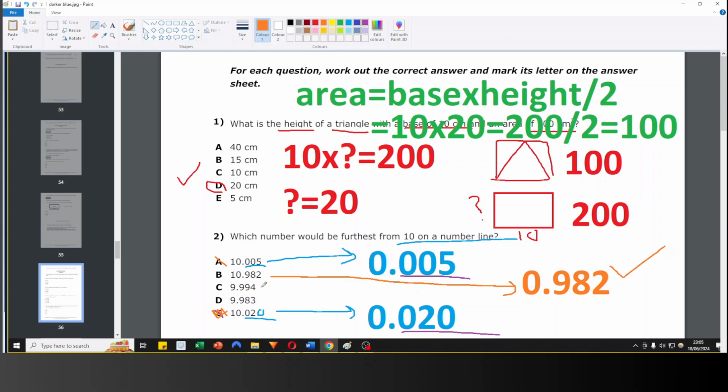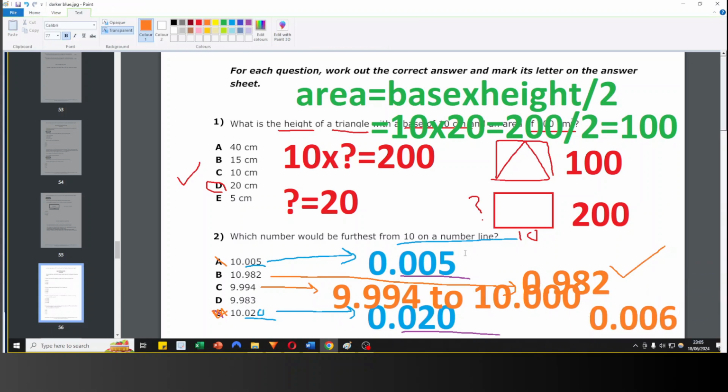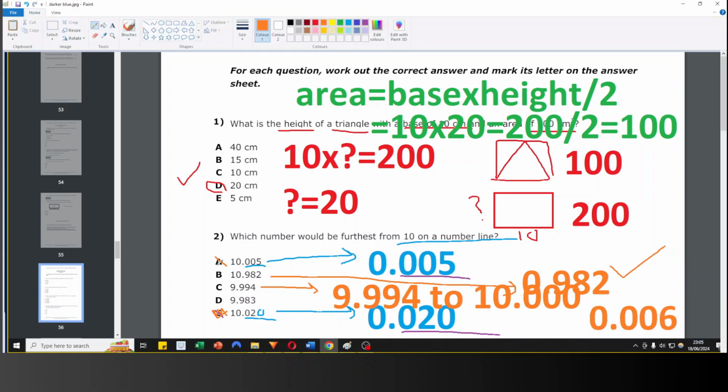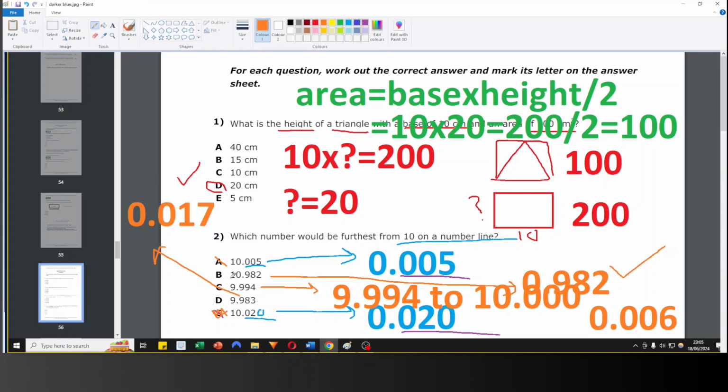If we look at C, treat it like 9.994 to 10,000 or 10.000. That is 0.006. That is so small. And then E, that one is 10.000 minus 9.983, so that's 0.017. So B is the answer. It's just so far away.